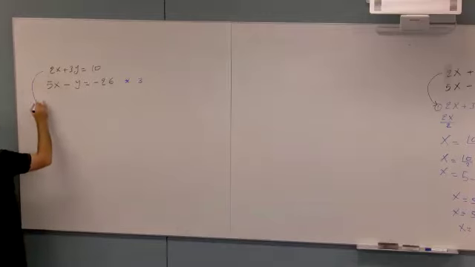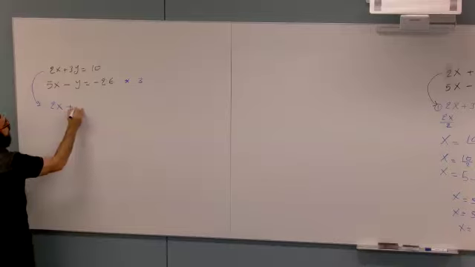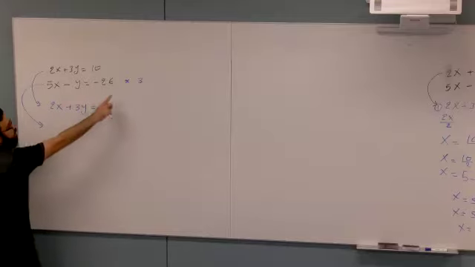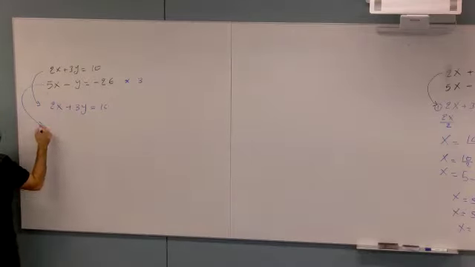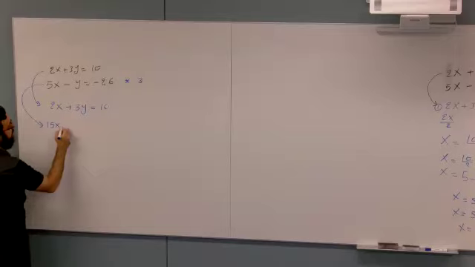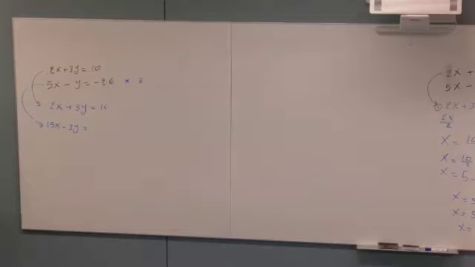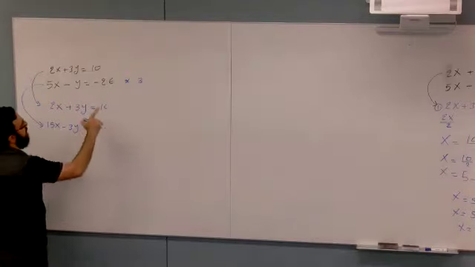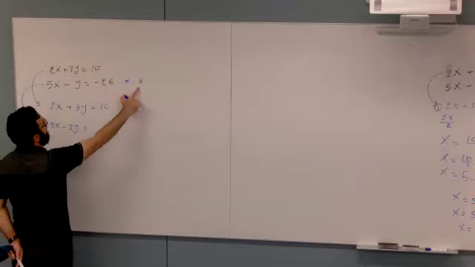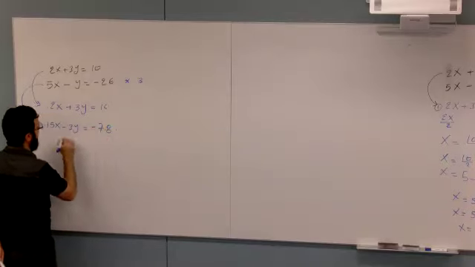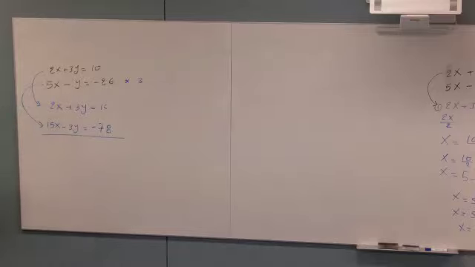Let's write down the first equation. The first equation is 2x plus 3y equals 10. What about the second one? After you multiply by 3, 3 times 5, 15x. Negative 1 times 3, negative 3y, equals negative 26 times 3, negative 78. Is that okay? So it's up to you. You want to cancel x or you want to cancel the y.